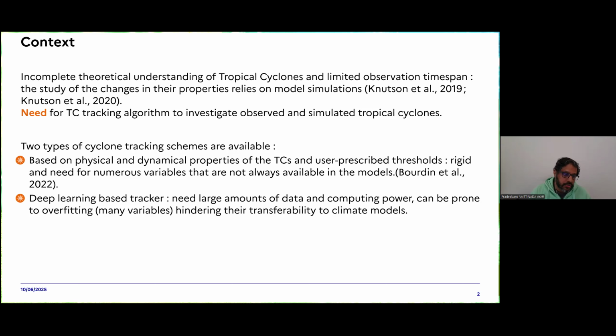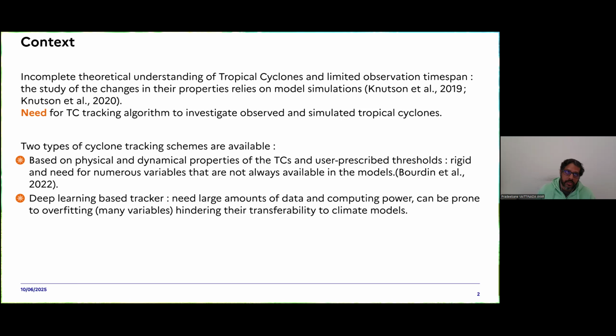Usually we find in the literature two types of cyclone tracking scheme. We have the ones based on physical and dynamical properties of TCs, which rely on user-prescribed thresholds, which are quite rigid and need numerous variables that are not always available in all the models. And the second category uses deep learning approaches, which need a large amount of data and computing power, can be prone to overfitting, and can also hinder the transferability to climate models.